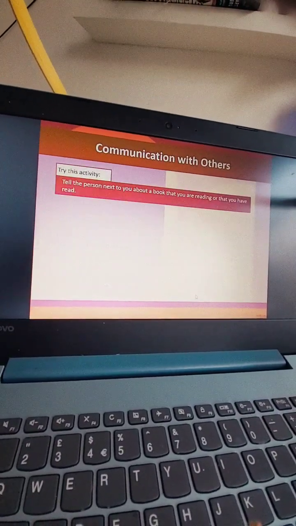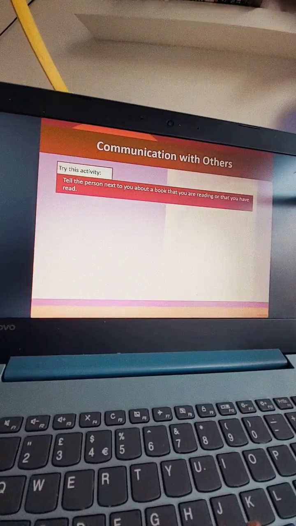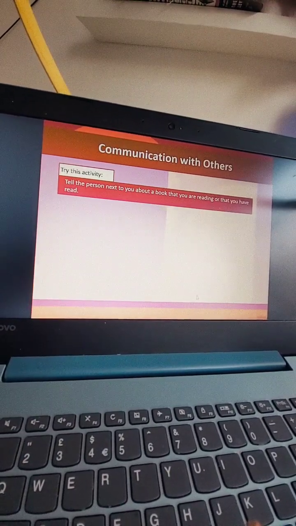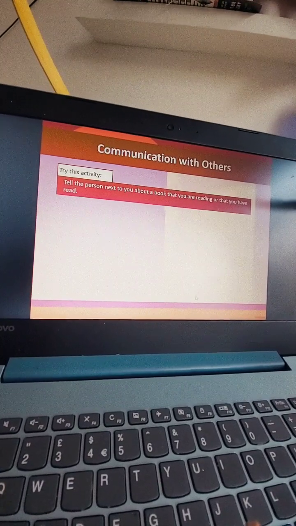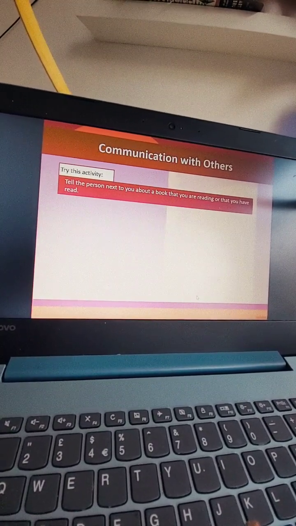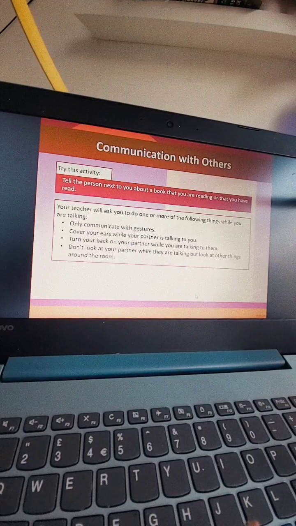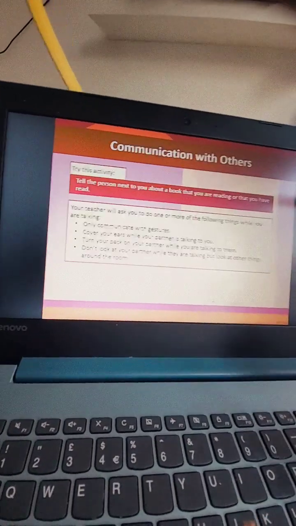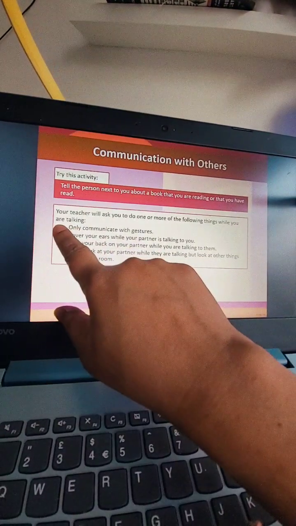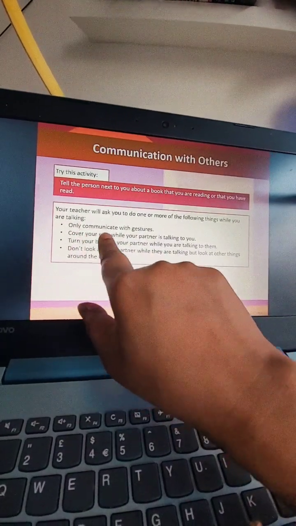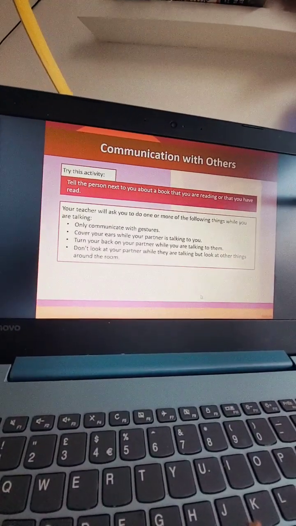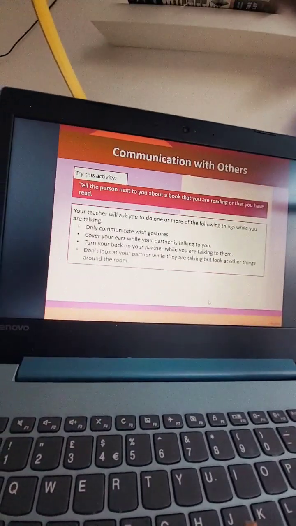Communication with others. Try this activity. Tell the person next to you about a book that you are reading or that you have read. Your teacher will ask you to do one or more of the following things while you're talking. Only communicate with gestures, meaning moving the hands and things like that.